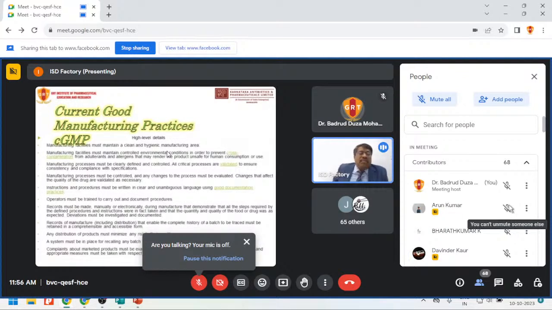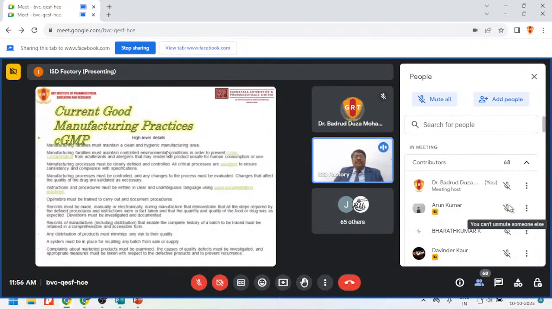And records must be made manually or electronically during the manufacture that demonstrate that all the steps required by the defined procedures and instructions were in effect taken, and that the quantity and quality of the drug was as expected. So this is very, very important. As we proceed, all these things will be documented very clearly. So all this documentation, when we are batch manufacturing, the records and all, will be properly documented.